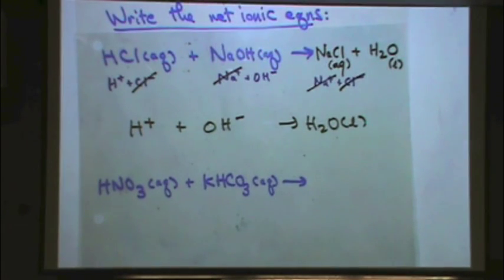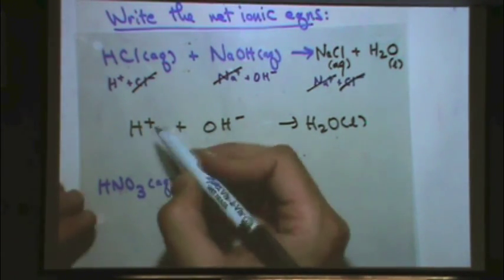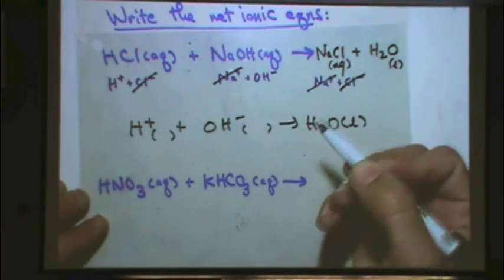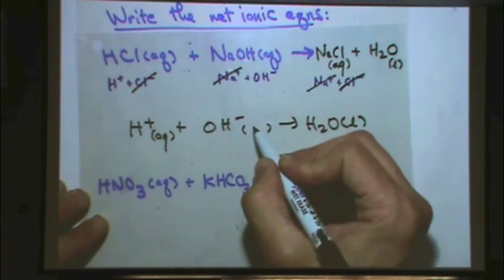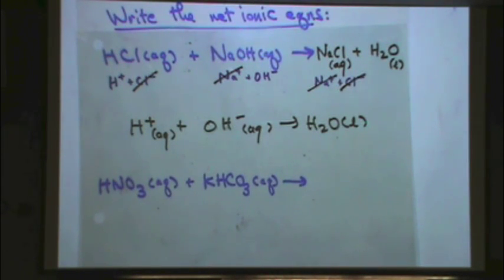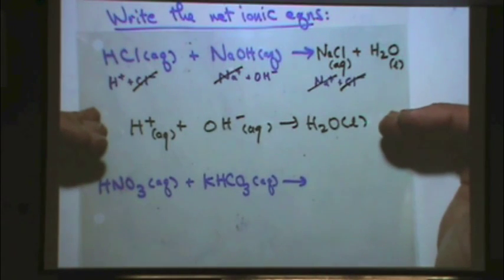And you'll notice here something that happened. I need to put my state symbols in for these. Ions are always what state? Aqueous. Yeah, I told you this last time. Ions are always aqueous, and they came from aqueous compounds. So hopefully that makes sense. So this is the reaction that's actually occurring. It's called the Net Ionic Equation.